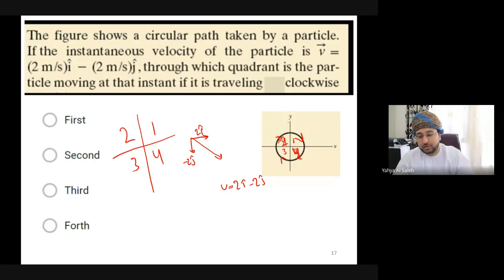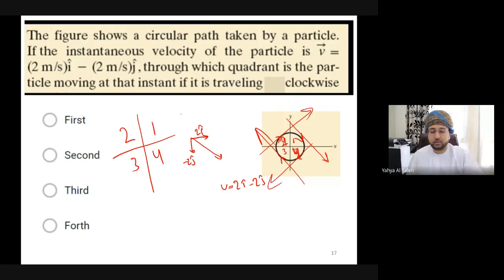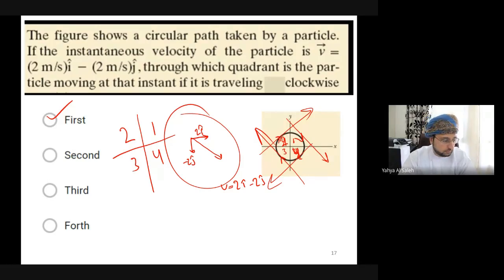Let me draw the tangents. This is one tangent. It looks the same as what I want. I will try another one. 4 is going to be in this direction. 3 will be in this direction. And 2 will be in this direction. Which one looks like this one? First quadrant. Clear? Excellent.